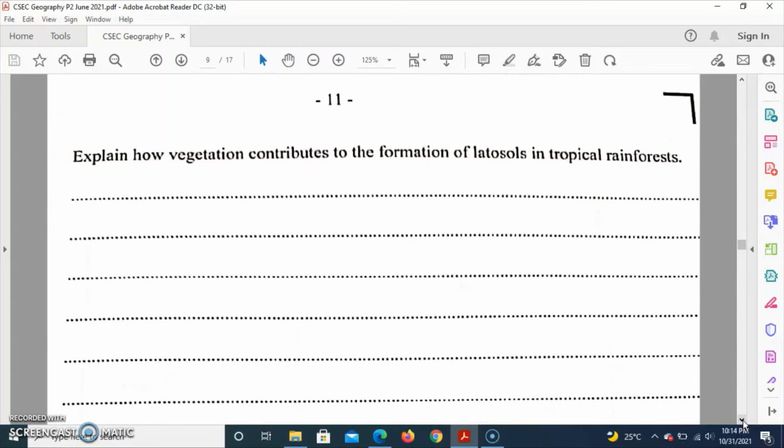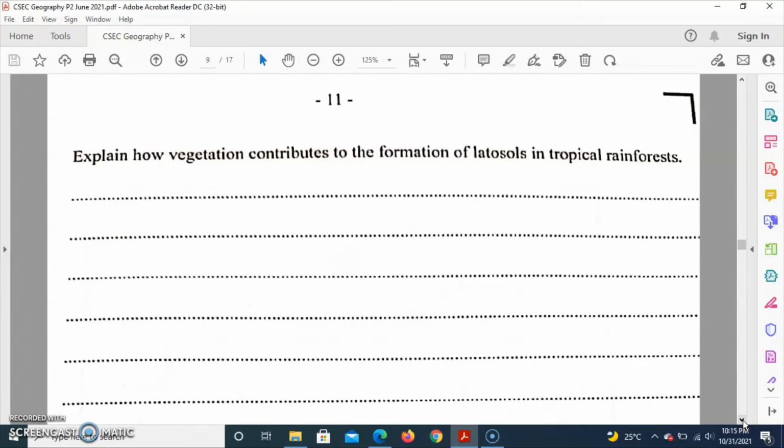And then part D to the question asks that you explain how vegetation contributes to the formation of latosols in tropical rainforests. In the tropical rainforest, there is an abundance of plant cover, and this protects the soils from erosion and keeps them moist, which enhances chemical weathering and bacterial activities. The evergreen nature leads to the production of thick layers of litter from leaf fall called humus, which falls on top of the O-horizon layer.